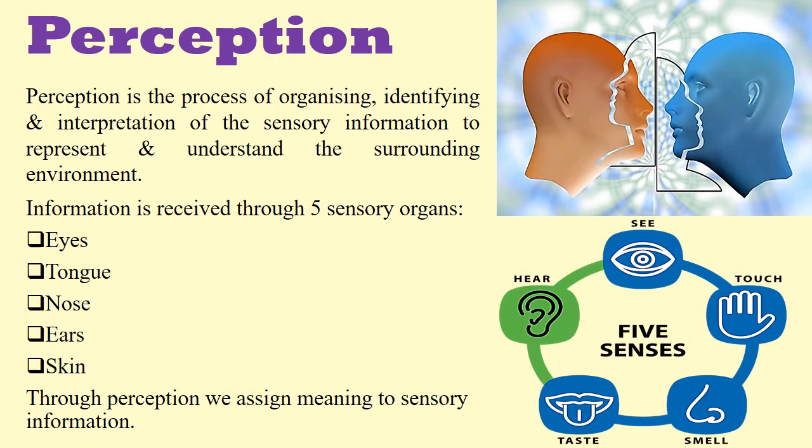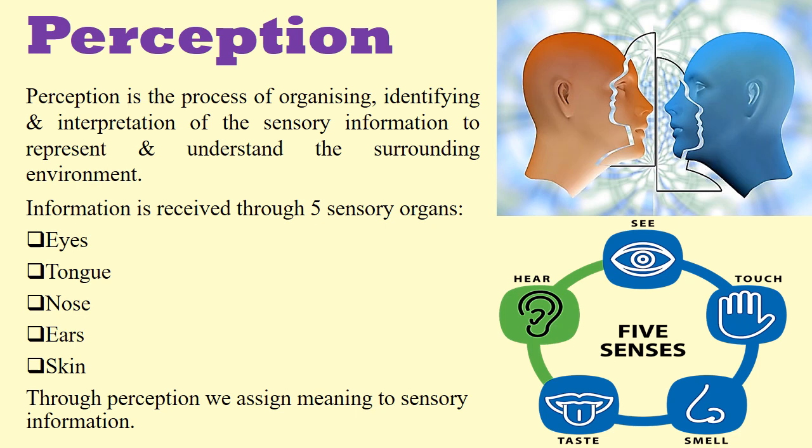We can define perception as the process of organizing, identifying, and interpretation of the sensory information to represent and understand the social environment or the surrounding environment. The information is received through the five sense organs by seeing, hearing, feeling, tasting, and by smelling. We can say that through perception, we assign a meaning to the sensory information. So it is an active, or we call it a subjective and creative process.